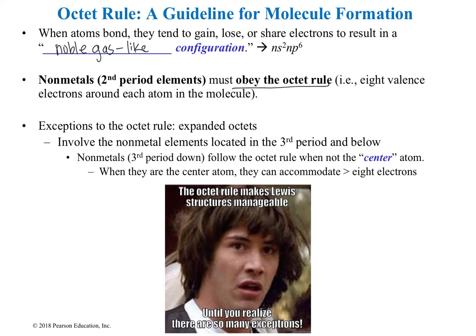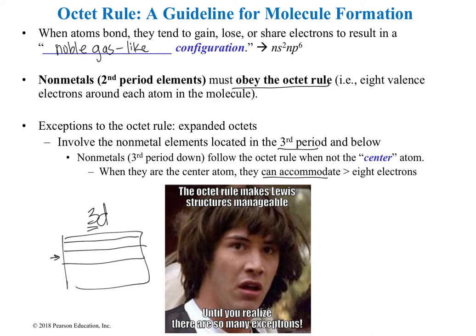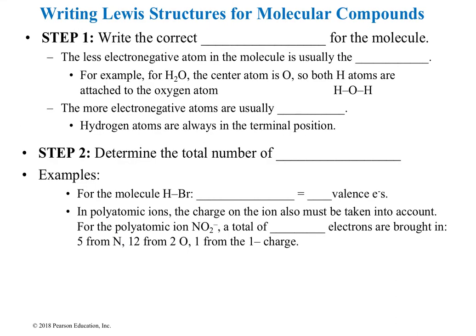If you get into the third row or below, now we have d, because remember the first d orbital is 3d. So if n equals 3, that third level, so if I'm looking at the periodic table, row 1, row 2, row 3. If you're on that one, you can accommodate more than 8 electrons if you're a central atom. So the first step is to write the correct skeletal structure.